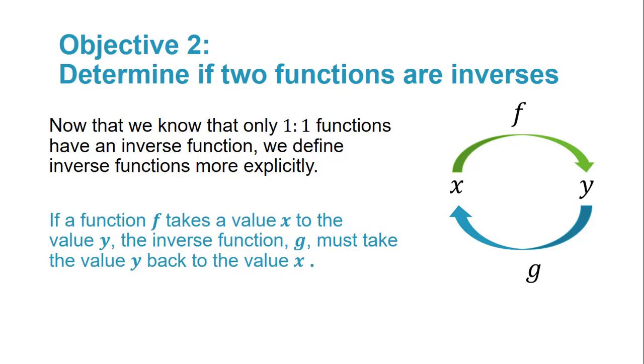Now that we know that only one-to-one functions have an inverse function, we will define inverse functions more explicitly. So if a function f takes a value x to the value y, then the inverse function g must take the value y back to the value x. So we apply a function, get to a new value, but then we want to reverse that to get back to our starting value, so we have to apply this inverse function g to do that.